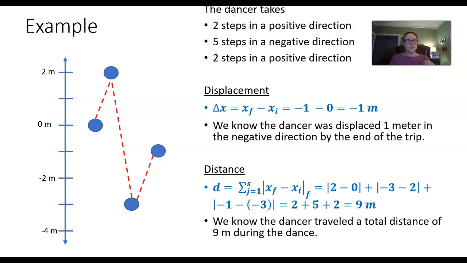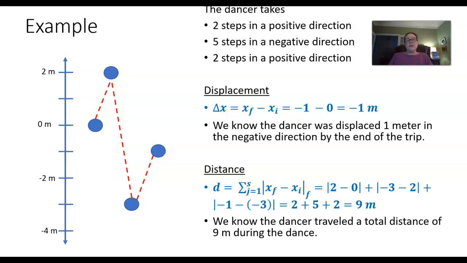So she takes 2 steps in the positive direction first, so she goes from 0 meters to 2 meters. Then she takes 5 steps back in the negative direction. That takes her to a position of -3 meters, and then she takes 2 more steps in the positive direction. So she ends up at a position of -1 meters.